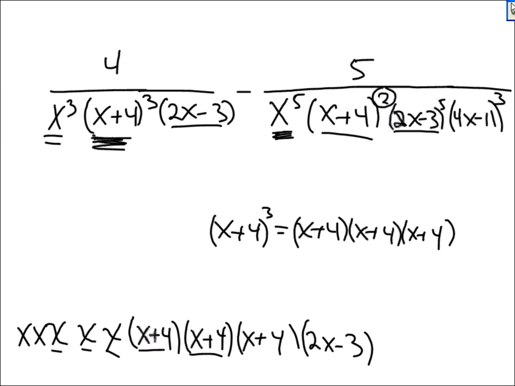I need to have 2x minus 3 5 times. Well, I have it 1 time. I need to write it down 4 more times. And a shorter way of doing it is saying, well, the 1 time I have it, I need it 5 times. Well, there it is, 5 times. And I also need to have 4x minus 11 3 times.